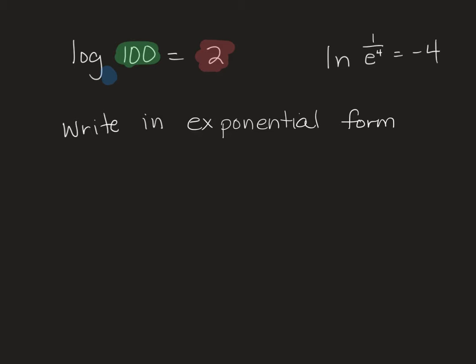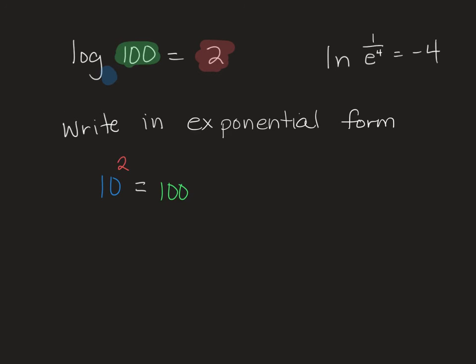So I'm going to say, oops, let's get rid of the highlighter tool. This is 10 to the second equals 100. So you can see where I'm getting all my information from. My base, my answer, number next to the log. You can see where I'm getting all the information from to write it in exponential form.